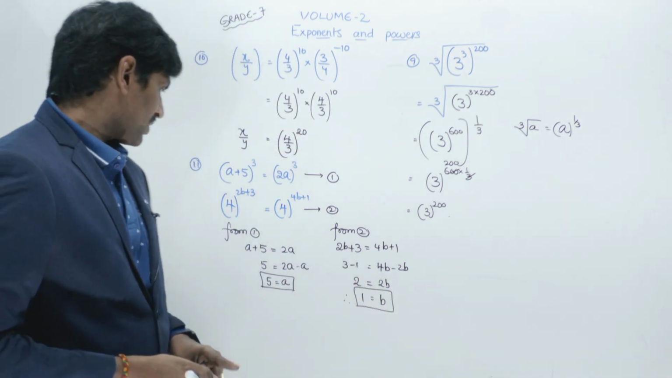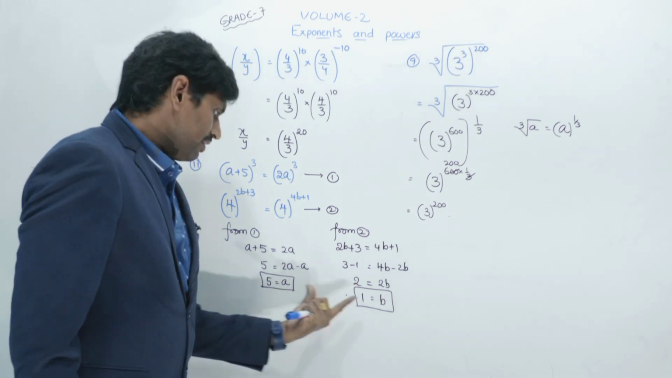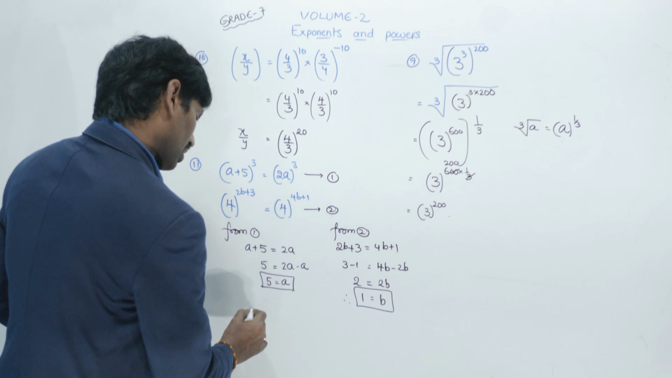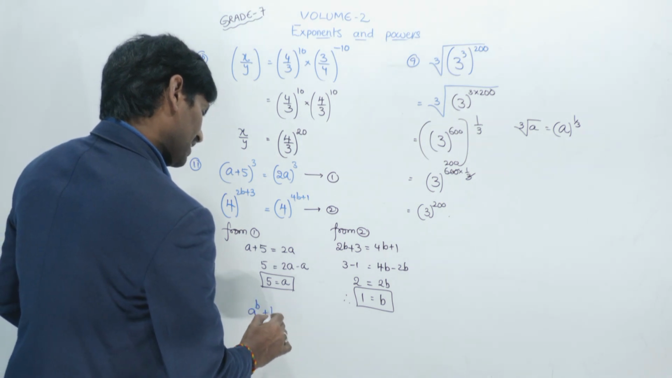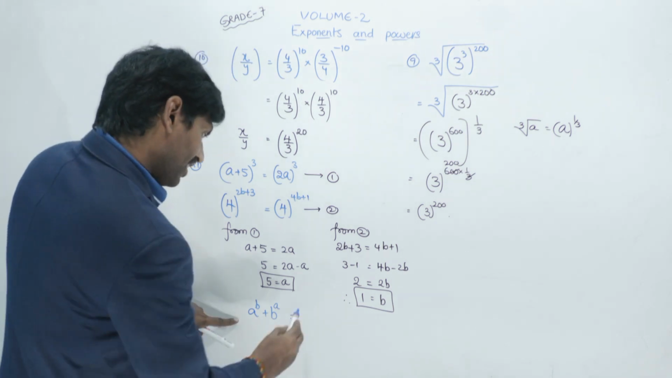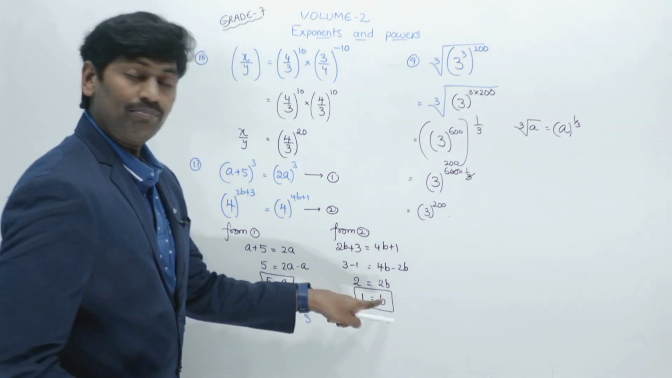Okay, now check this one. A value 5, b value 1. But what do we have to find? We need to find the value of a power b plus b power a. A value 5 and b value 1.